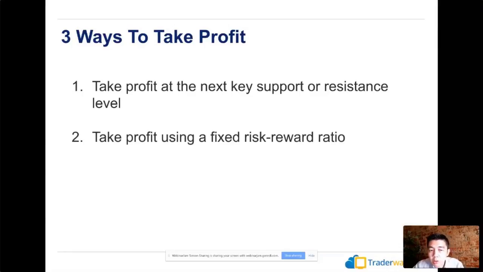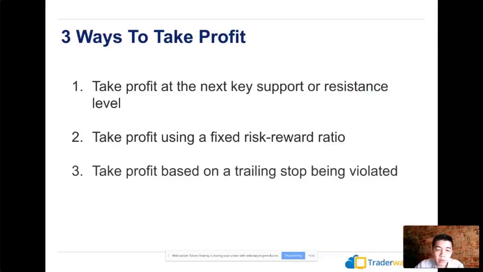Secondly, you can also just simply take profit using a fixed risk to reward ratio. Right. For example, if you got in a trade at $1 and you have a stop loss at 90 cents, which is a 10 cents risk, all right, you could say that, all right, I'm going to take my profit when the price reaches $1.20. So that is a 1:2 risk reward ratio. So you can just simply use this way to set a profit target and just adhere to that target.